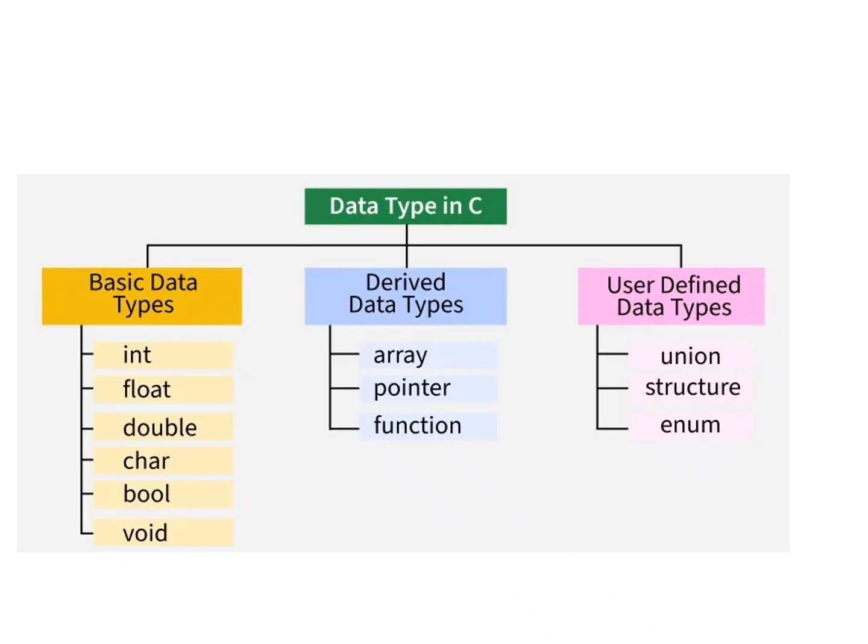Integer, float, double, character, boolean, void. These are all the basic data types. Derived data types are array, pointer and functions. User defined data types are union, structure and enumerated. First we discuss basic data types.